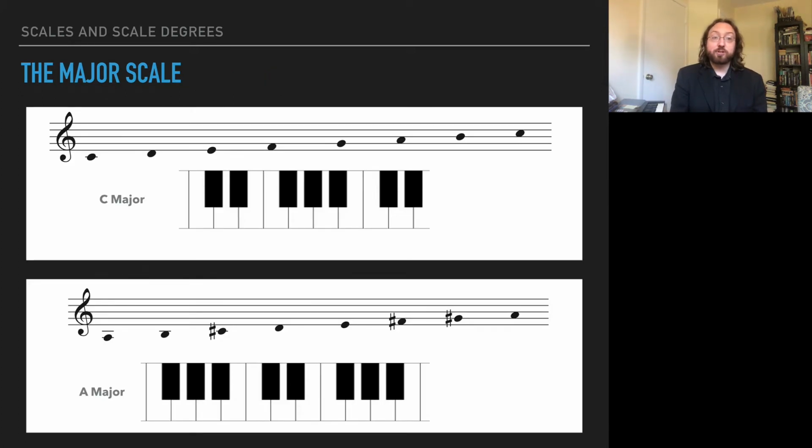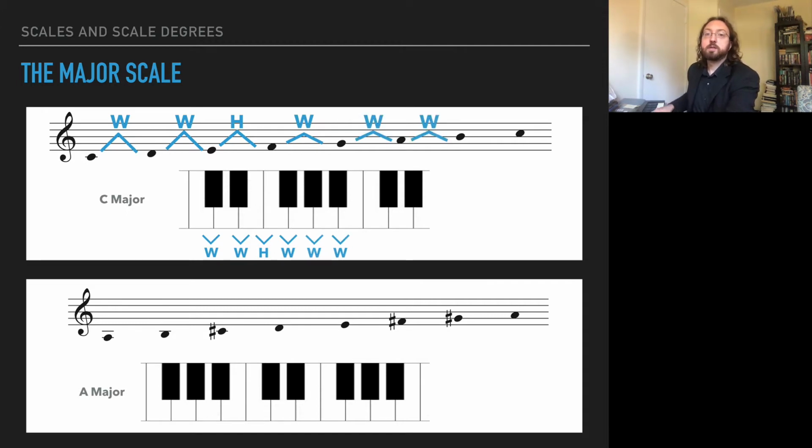Here's a C major scale. You'll notice that the C major scale has no accidentals in it. We begin on C, and then move up a whole step to D. We then have another whole step from D to E, a half step from E to F, a whole step from F to G, a whole step from G to A, and a whole step from A to B, before we return to the tonic note, C, where there's a half step.